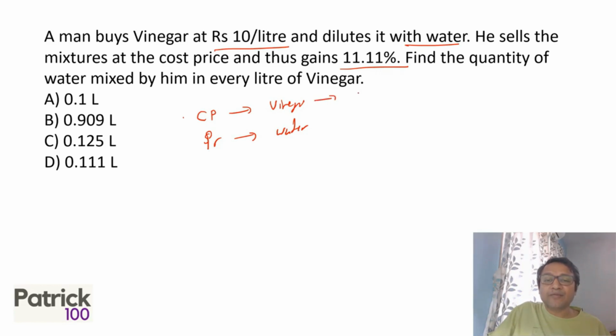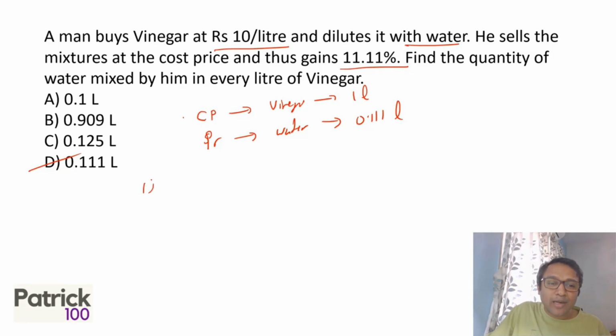That means if he has 1 liter of vinegar, the profit that he makes is 0.111. That is the amount of water he will add. So 1 liter of vinegar will have 1.111 liter of water. So the answer will be option D in this case. That's how you can solve. You can also use the options if you want.